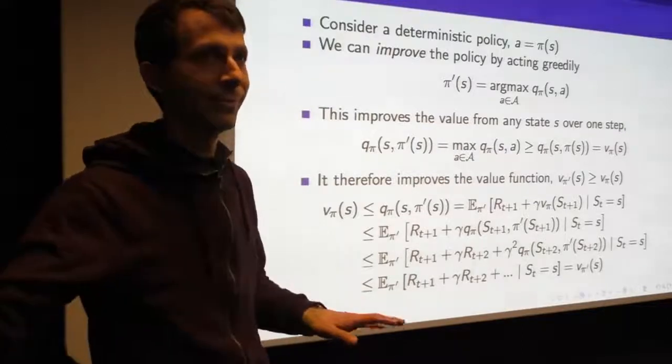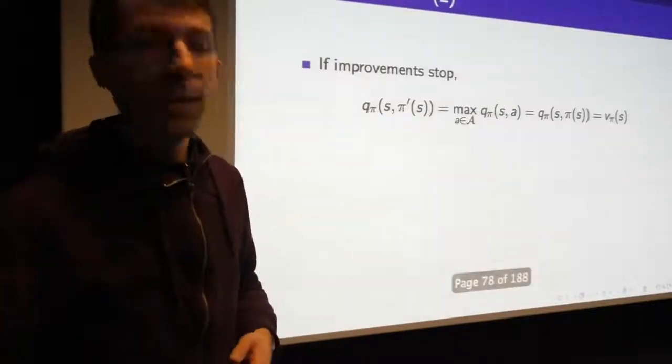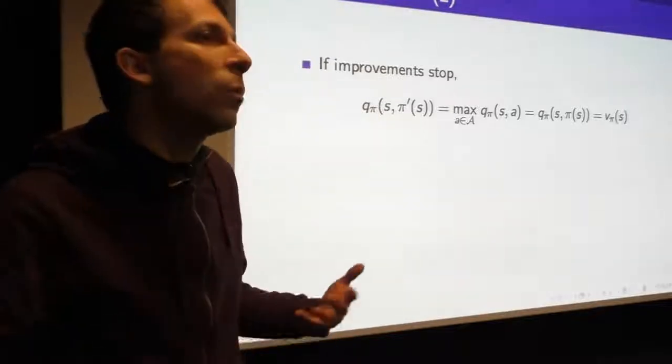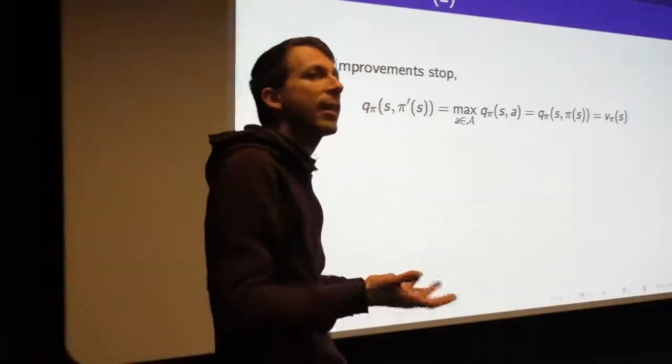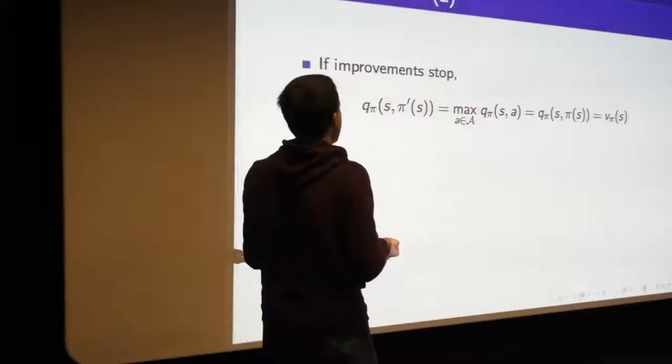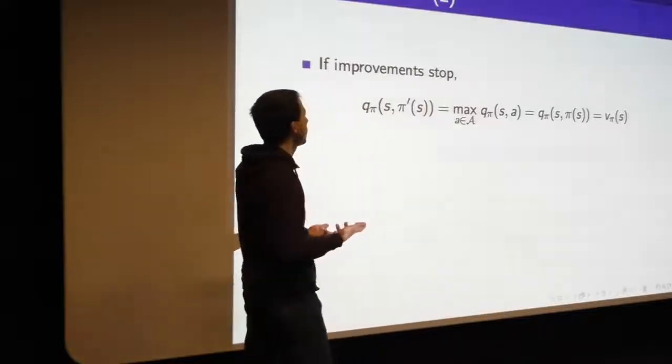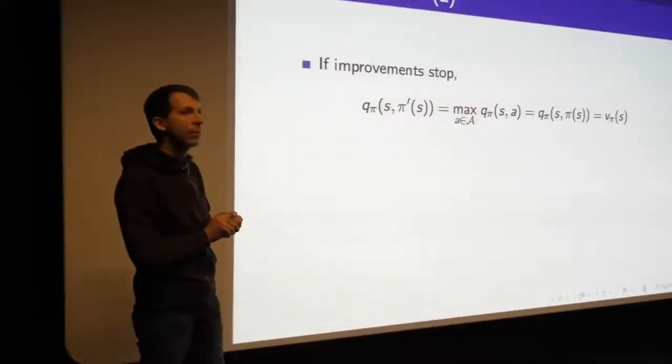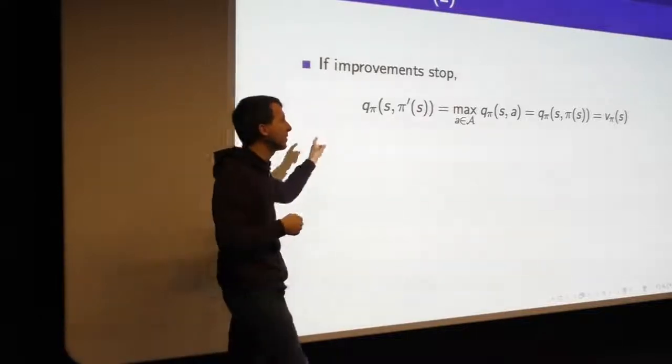Okay? Right. So now we want to know, what happens? Is this process actually going to take us to the optimal value, if we just keep improving and improving and improving? So let's consider what happens if this process ever stops, so if we ever have equality.